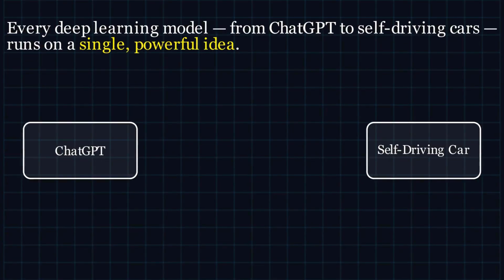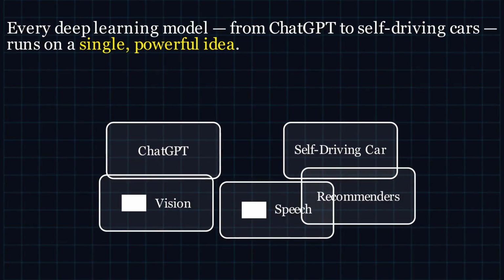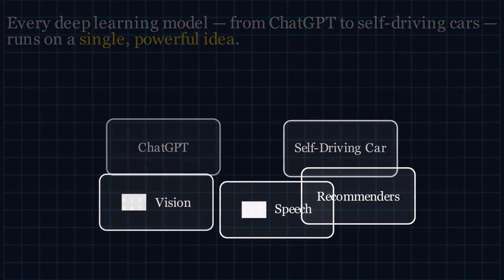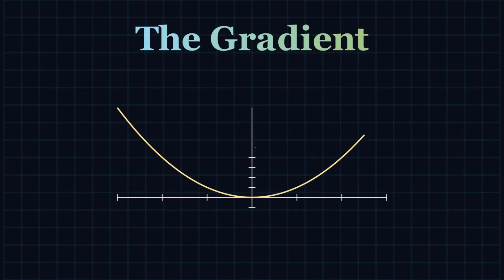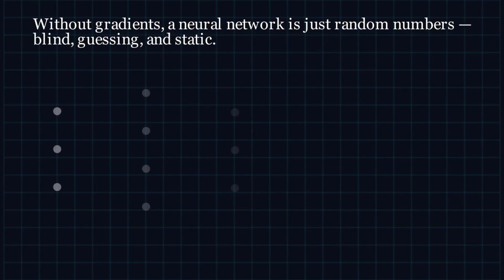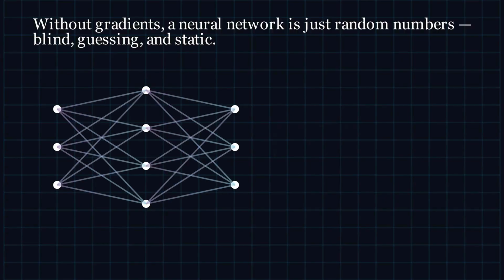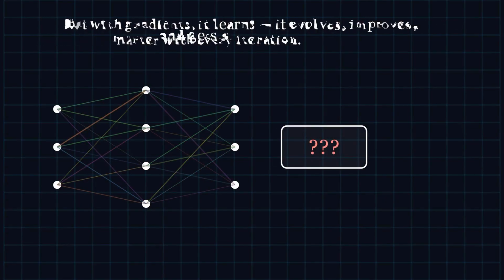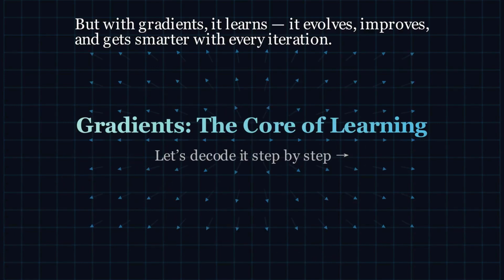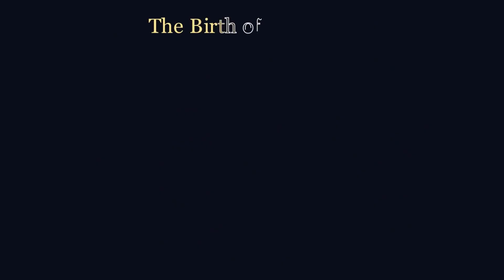So in today's world, every deep learning model, from ChatGPT to Tesla's self-driving cars, runs on a single yet powerful idea: the gradient. Without gradients, a neural network is just random numbers, blind at guessing and static. But with gradients, it learns, it evolves, improves, and gets smarter with every iteration. So what are gradients and why are they so important in deep learning? Let's decode this step by step.